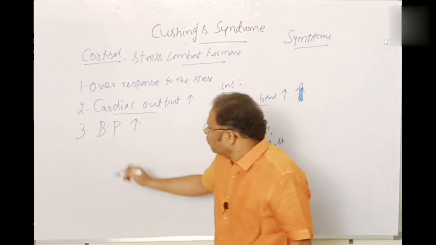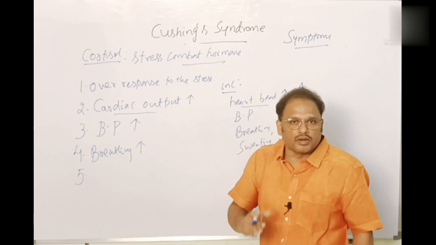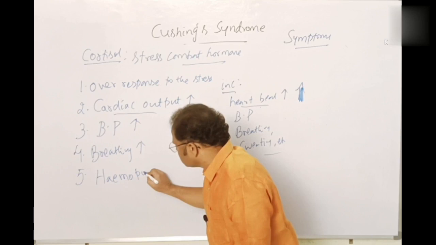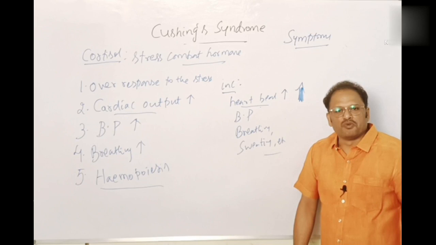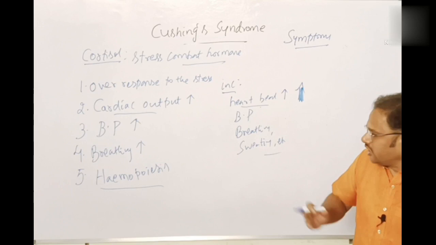More breathing, that is, more oxygen must be supplied to each one's cells. That is why there is more hemopoiesis. What is hemopoiesis? More production of RBC by the red bone marrow. Which hormone stimulates this? The erythropoietin hormone, which is released by the JG cells of the kidney. So more release of erythropoietin, more hemopoiesis, that is, the red bone marrow is stimulated.